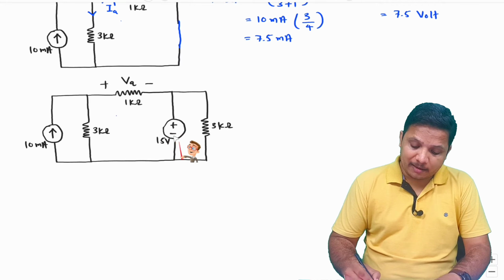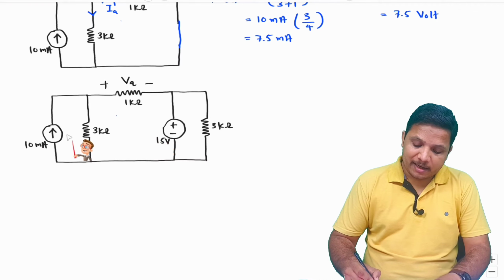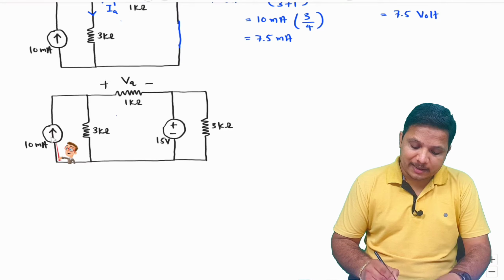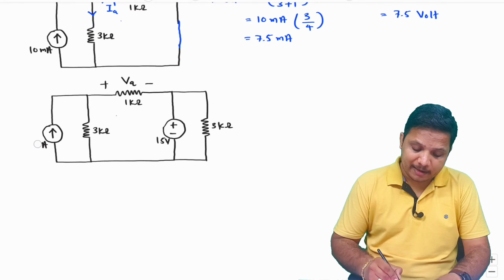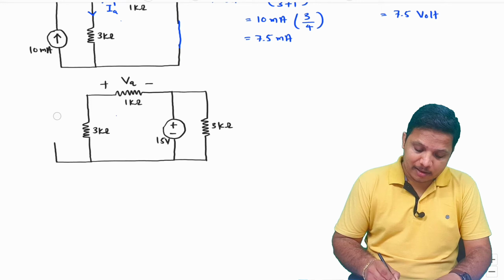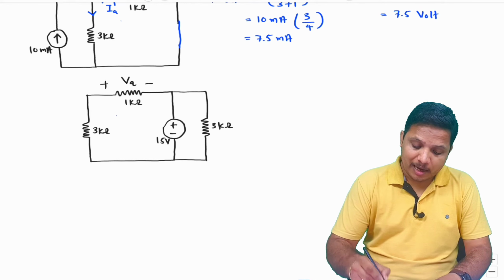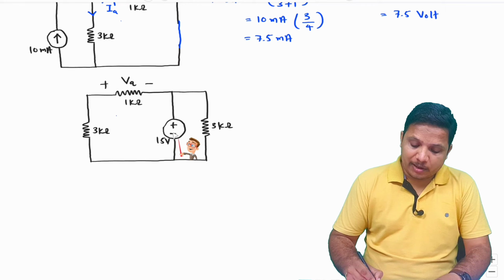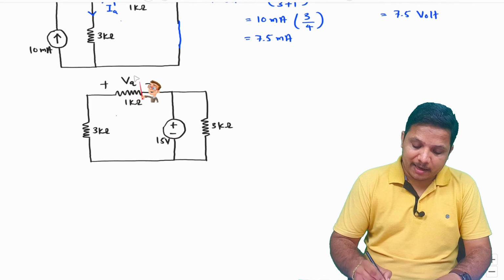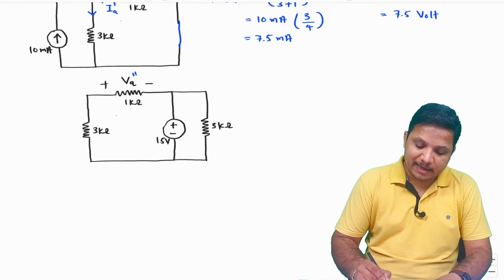Now when you consider this 15 volt battery, you should not consider this current source, and the current source should be open circuited. So let me open circuit the current source here. I am just considering the open circuited current source, meaning I am just removing this, and now I will be calculating the voltage due to this battery over here, and let us say that is VA double dash.